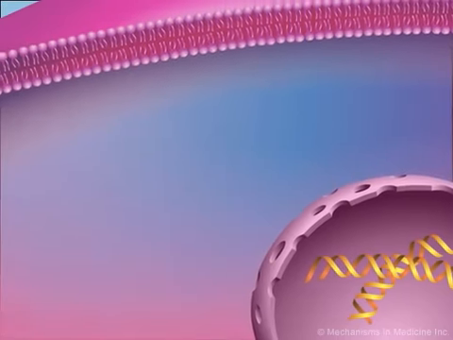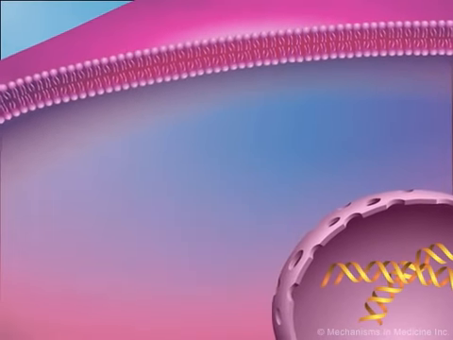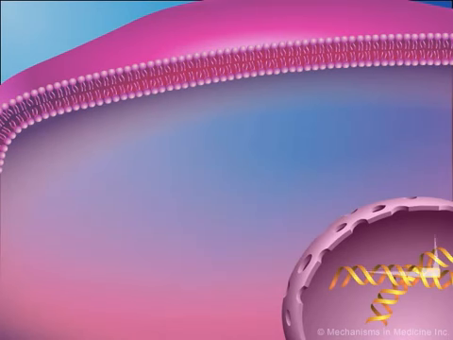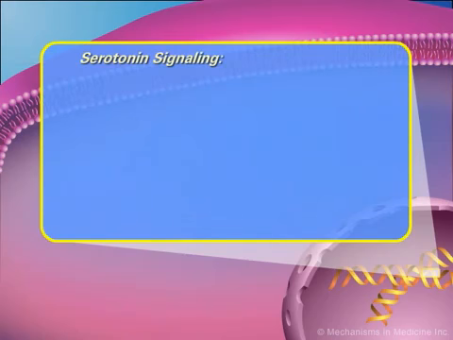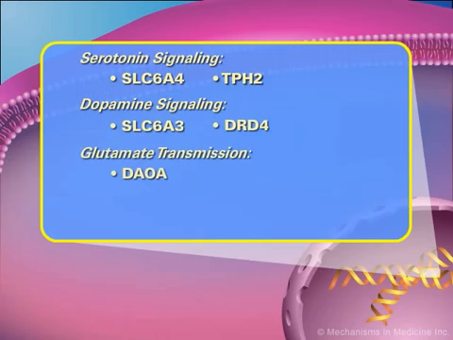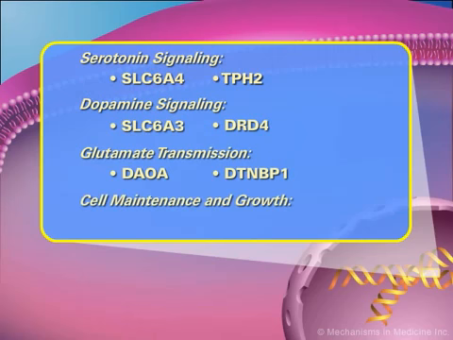Variations of several genes have been identified as potential contributors to the pathophysiology of bipolar disorder. Among the identified genes are those associated with serotonin signaling, SLC6A4, TPH2, dopamine signaling, SLC6A3, DRD4, glutamate transmission, DAOA, DTNBP1, and cell maintenance and growth, NRG1, BDNF, DISC1.